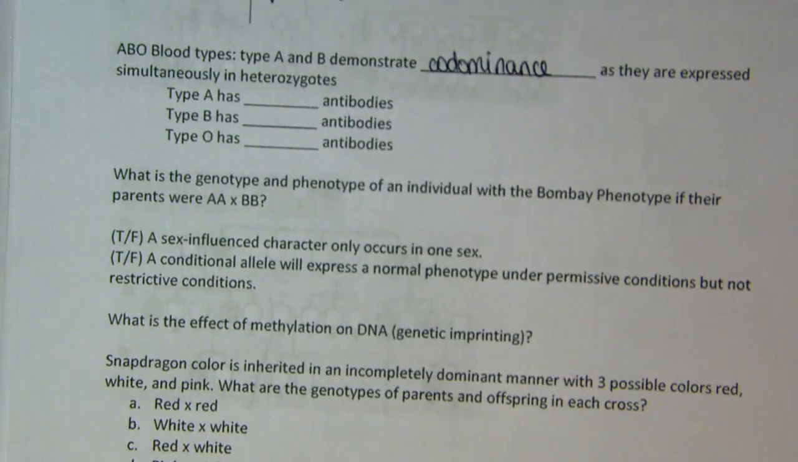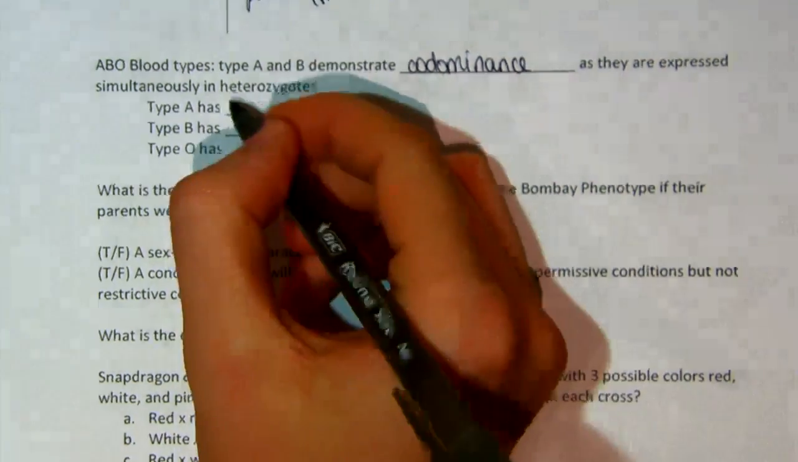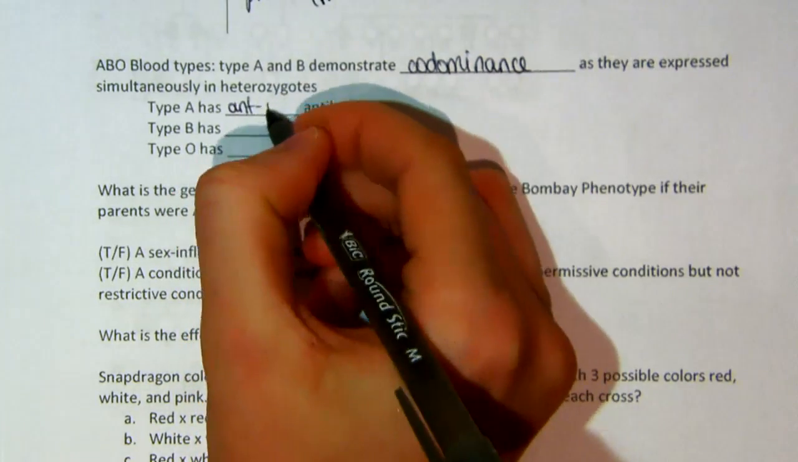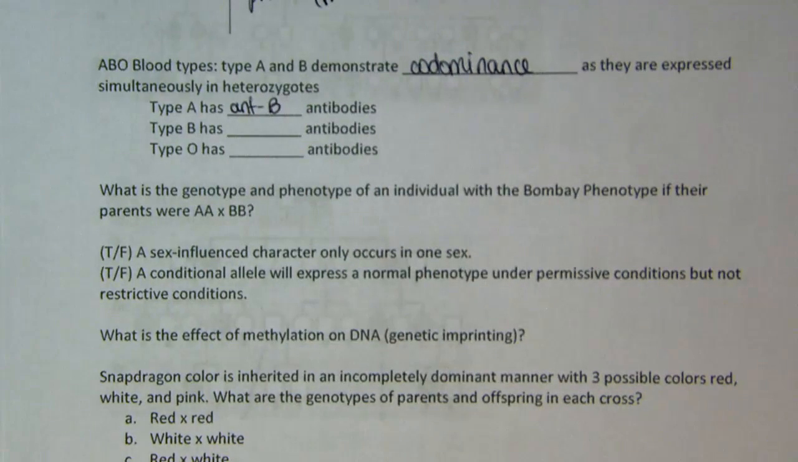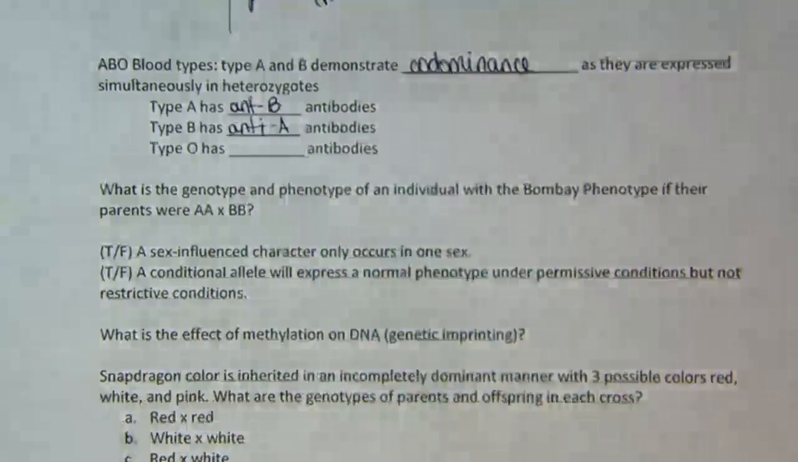And what type of antibodies does an individual with type A blood have? Good, they have anti-B antibodies. So that means if a type A person gets type B blood, they will attack the type B blood. Where type B has what kind of antibodies? Good, anti-A. You can't give a person with type B blood A because their body will attack it.